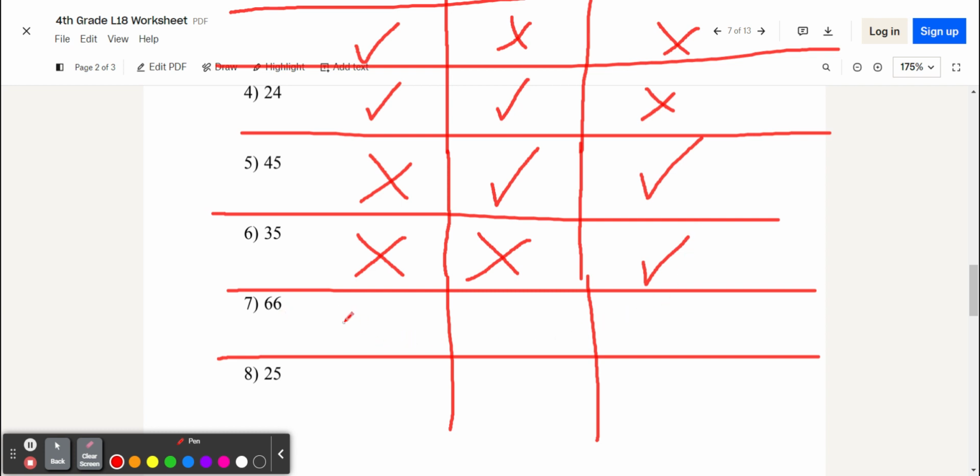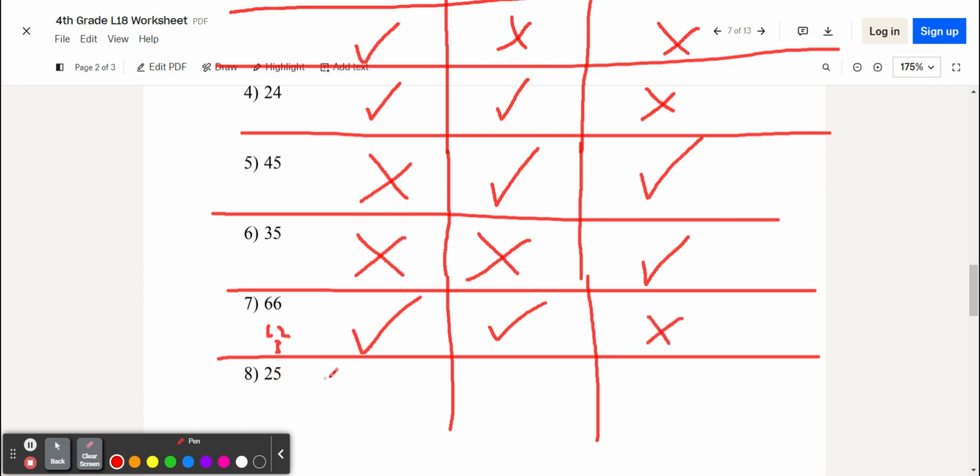For 66, it ends with a 6. 6 is even, so it's divisible by 2. 6 plus 6 is 12. And then we can do the trick again. So we have 12, and then we do 1 plus 2 is 3, and 3 is divisible, so that's a check. And then it does not end with the 0 or 5, so it's not divisible by 5.